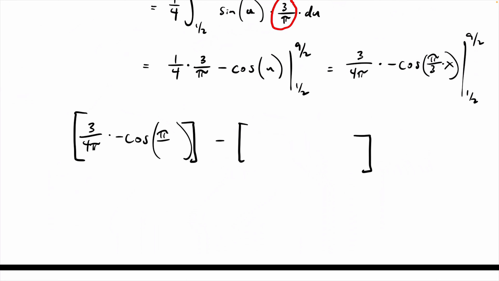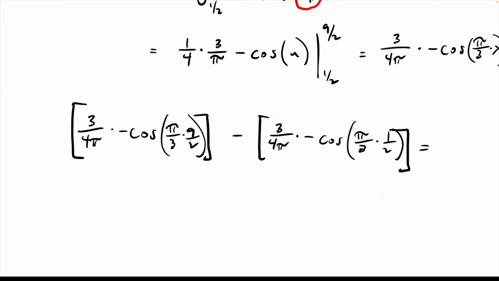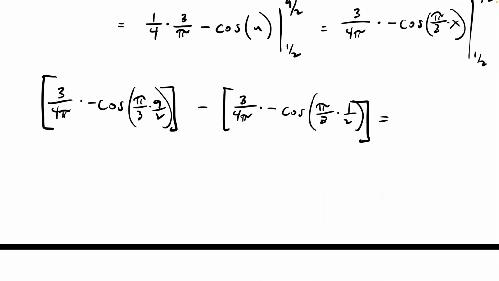So pi over 3 times 9/2. And then I'm going to plug in 1/2. Pi over 3 times 1/2. And then the last thing is just this guy right here. So the 9 and the 3 will cancel out. That will be a 3. Over here, nothing cancels out.